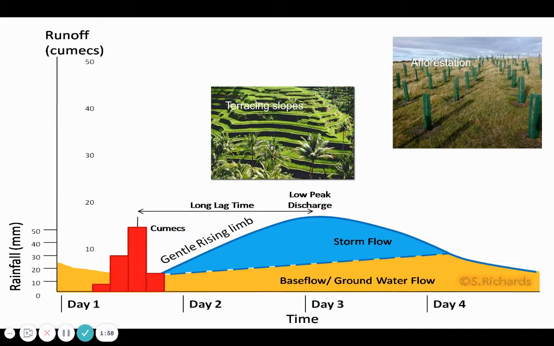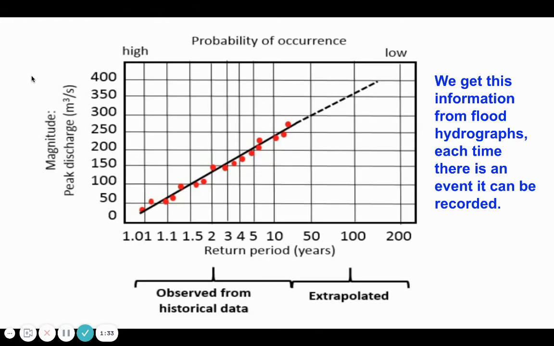Things I can do to manage my lag time. Obviously I want my lag time to be a lot longer. That means I'll have lower peak discharge and more through flow, being the dominant process as opposed to surface runoff. I could terrace slopes. You can see these terraces here that would give time for infiltration to occur. I could plant trees. Obviously that will increase interception and infiltration and delay and reduce surface runoff.